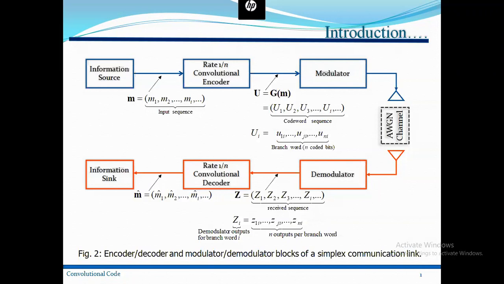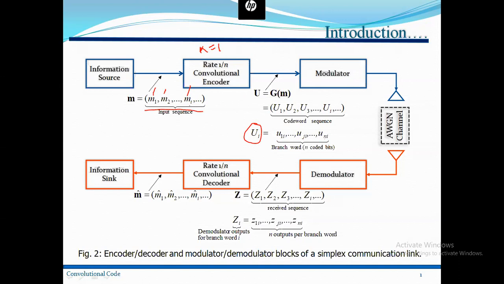But in convolutional codes, we don't have a fixed length of the message. We need to truncate it somewhere. For example, the input of the convolutional coder can be one bit, for example M1, M2, Mi. So we consider only one bit input to the convolutional encoder, and that would be k equal to one. That one bit is encoded into an n-bit code word. This is called the branch word.